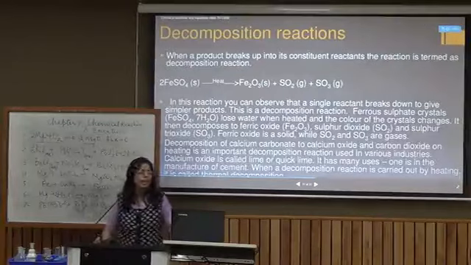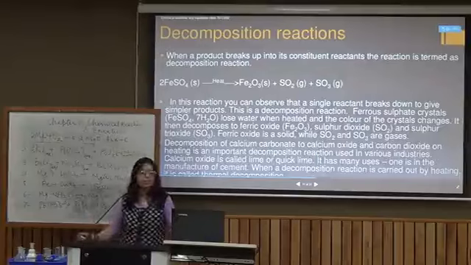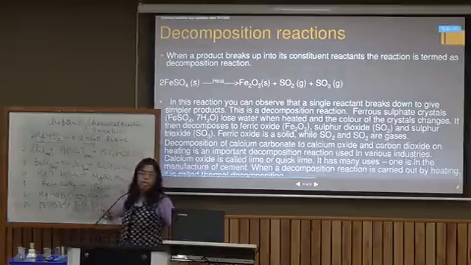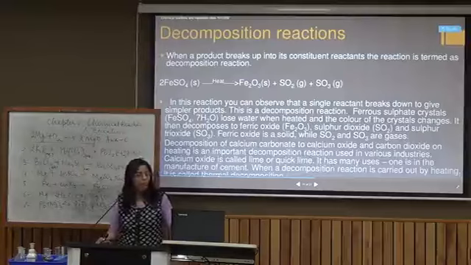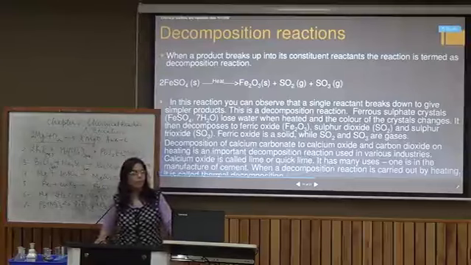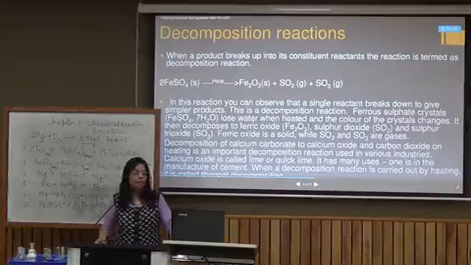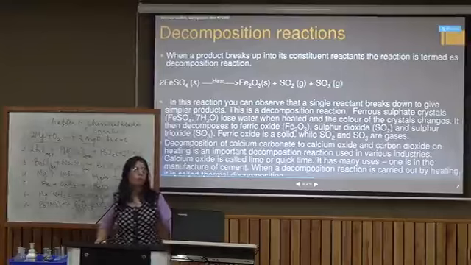Next, we had a look at the decomposition reaction. We heated lead nitrate and decomposed lead nitrate into lead oxide, nitrogen dioxide and oxygen. Here it is an example of ferrous sulfate. When heated, the green crystals of ferrous sulfate will produce ferric oxide, sulfur dioxide and oxygen gas, sulfur dioxide gases. So this is also an example of thermal decomposition. When heat is used to carry out a decomposition reaction, we call it a thermal decomposition reaction.